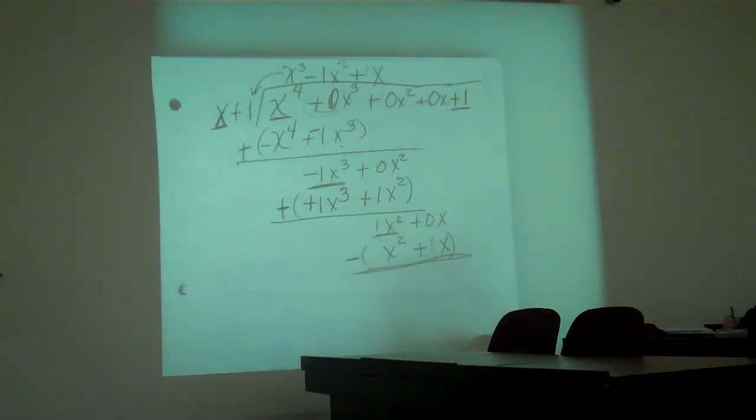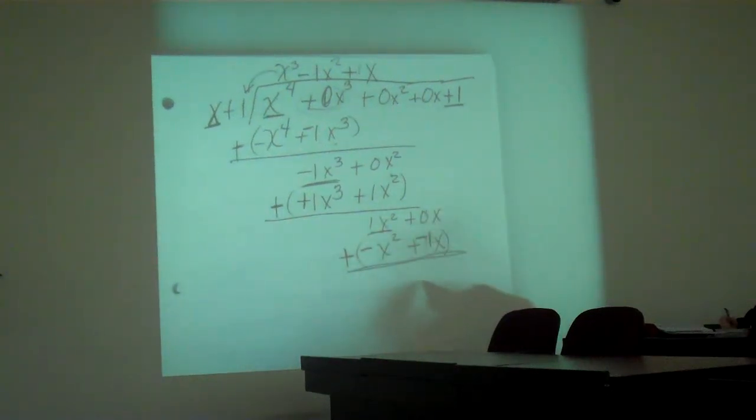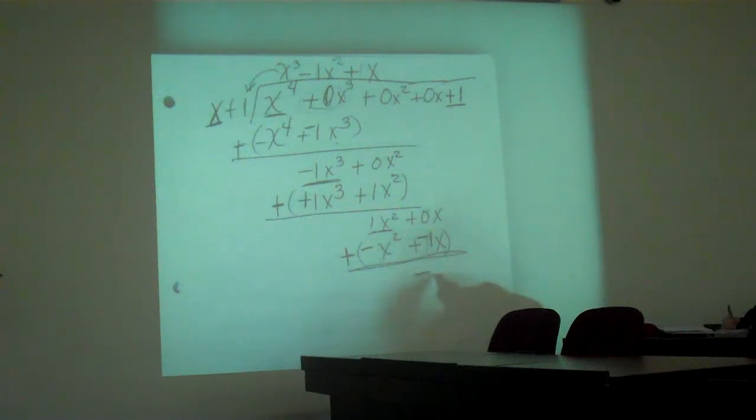Okay, we're subtracting. That's adding the opposite. So you kind of need the 1 there for this, don't we? Since we have a minus. We don't need it here. This 1 minus 1, that's okay. 0 minus 1x is negative 1x. Bring your plus 1 down.